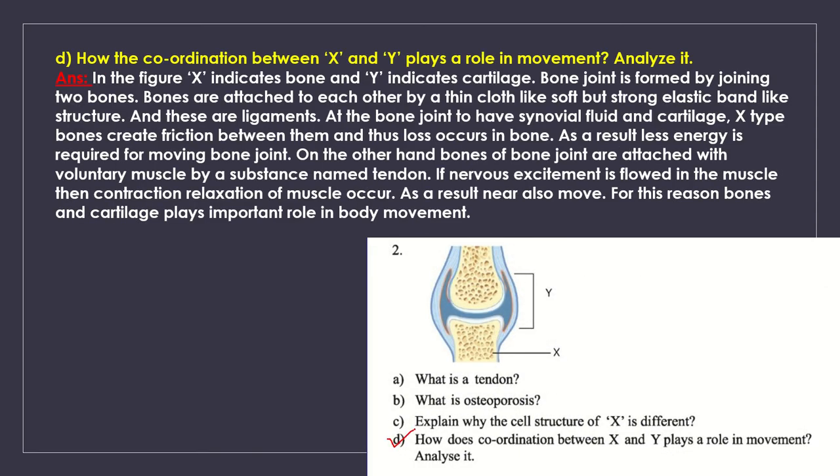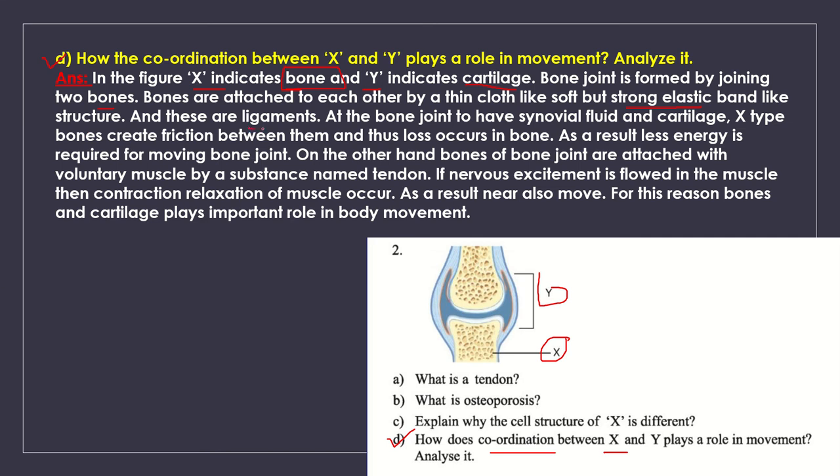that is D number. How does coordination between X and Y, this is X and this is Y, play a role in movement? So the figure X indicates bone, yes, we know that, that is already given, and Y indicates cartilage. Bone joint is formed by joining two bones. Bones are attached to each other by a thin cloth-like soft but strong elastic band-like structure.